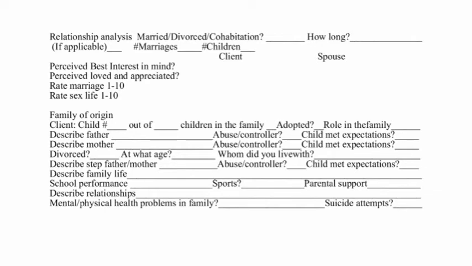Then describe the mother. What was she like? In the back of your head, you're saying, okay, was this a codependent relationship? What is going on here? Was the mom passive and the dad was my way or the highway? What's going on and how is that going to affect them?